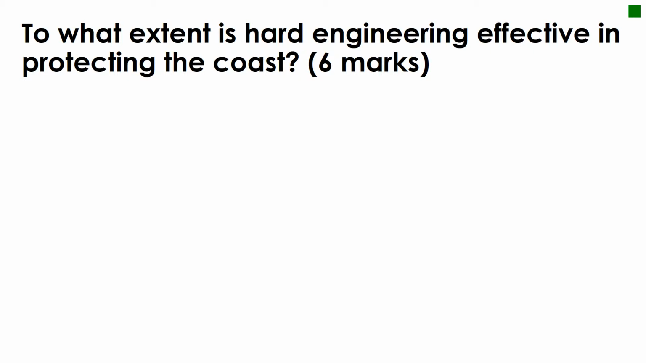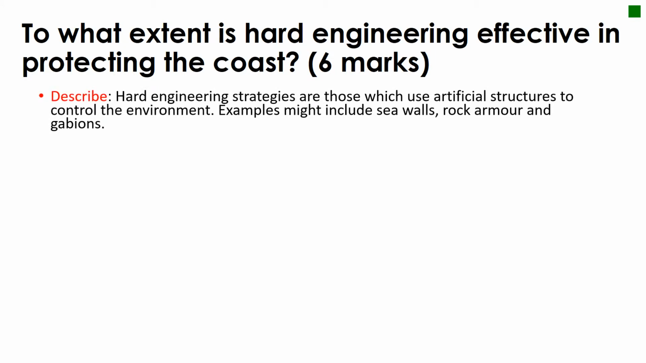Worth 6 marks. So firstly, we need to remember our structure. The first thing that we should do is describe. So describe what hard engineering is. Hard engineering strategies are those which use artificial structures to control the environment. Examples might include sea walls, rock armour, and gabions.